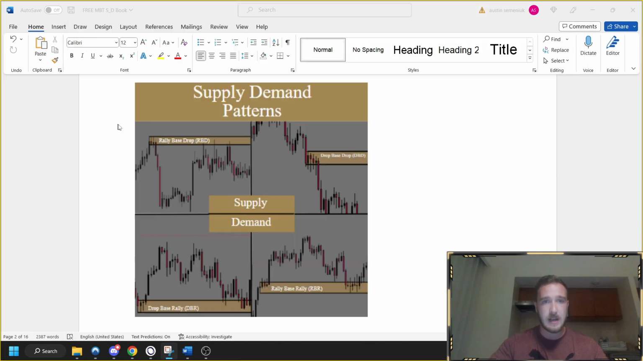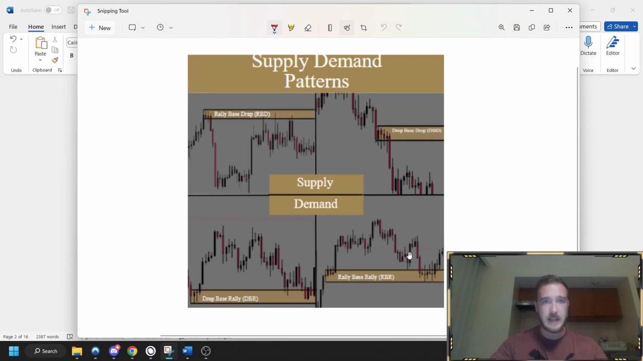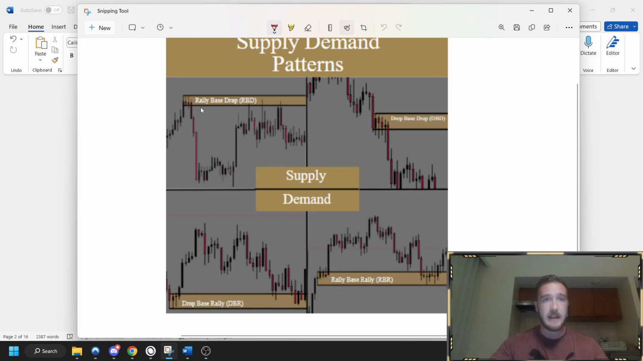What you will notice about all these zones is they have 2 things in common. They all have a base. I'm circling the bases for you guys. This is where price is going sideways. And they all have an imbalance. Look at this strong move to the downside, right? Those are a lot of imbalances. That's a lot of buyers or sellers coming into the market. So we need to identify these areas on a chart.